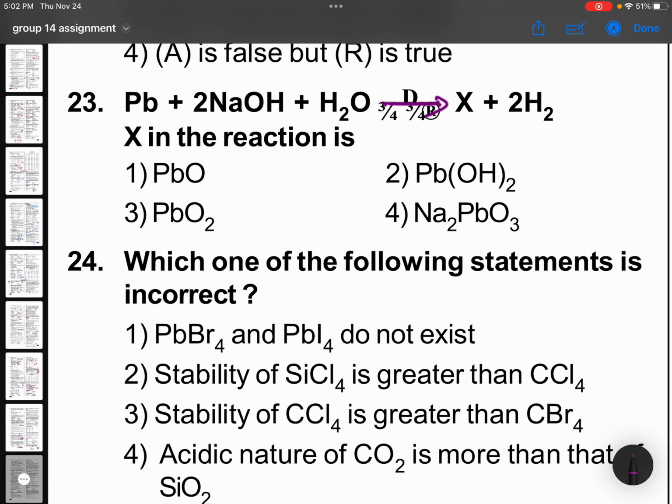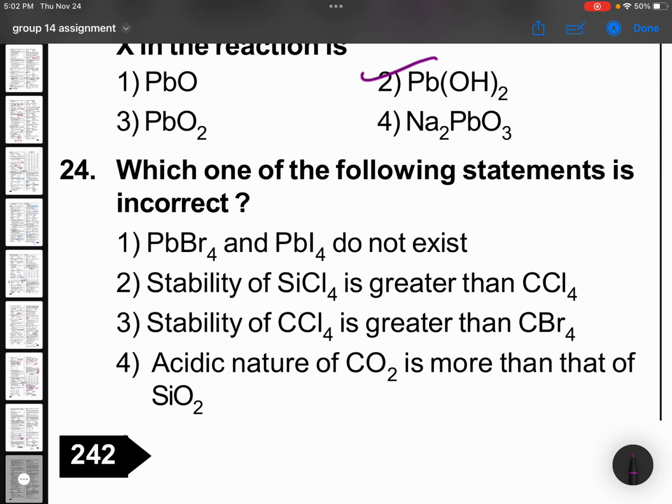What is X here? This is one interesting point to be noted. Let me check the equation for this. What is given here? Pb(OH)2 taken twice. Which one of the following statements is incorrect? PbI4 does not exist, correct. Acidic nature of CO2 is more than that of SiO2. Stability of CCl4 is greater than PbCl4. Stability of SiCl4 is greater than that of CCl4. This is right, this is right, this is right. CO2 is a weak acid.